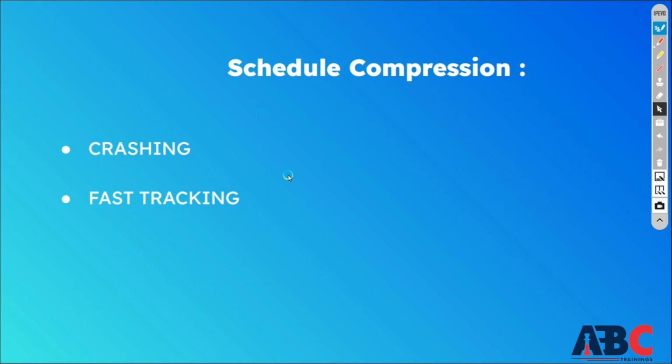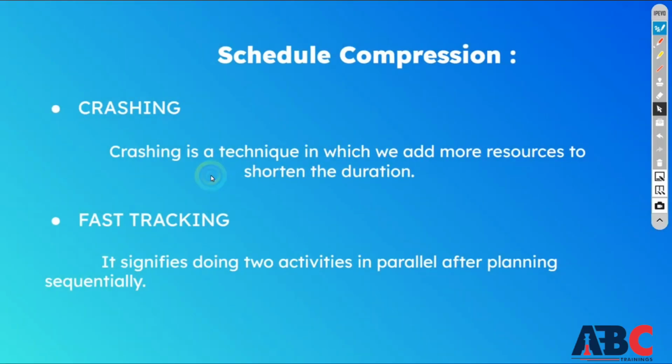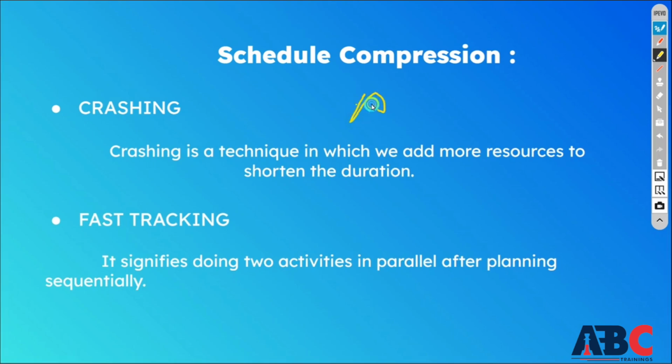To reduce the schedule, you have two methods. One is schedule crashing and the second is fast tracking. What is schedule crashing and what is fast tracking? What is schedule crashing? When you are starting any project, suppose I have an activity A for which it will take about 80 hours or 40 hours, for which the duration is going to be applied, and I have resource R1 which is working 8 hours per day.